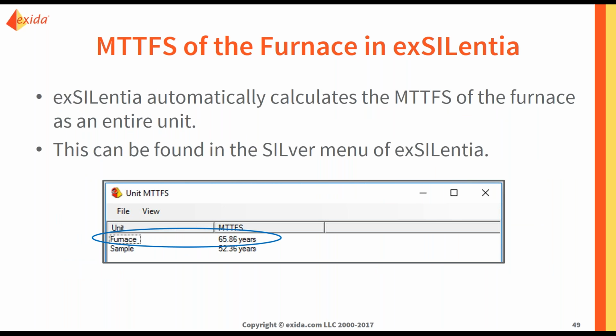So in this case, now that all 3 SIFs are modeled, I simply select Unit MTTFS from the SILver menu, and it spits out the MTTFS for each unit. In this case, for the furnace, the MTTFS is 65.86 years. This is so easy to do in exSILentia, and obviously my sample problem is pretty sparse. I only have 2 units, but if you have a normal system, my guess is that you're going to have a lot of different units, and you can have the MTTFS listed right there for each unit. So it calculates it per SIF, per part of the SIF, and per unit.